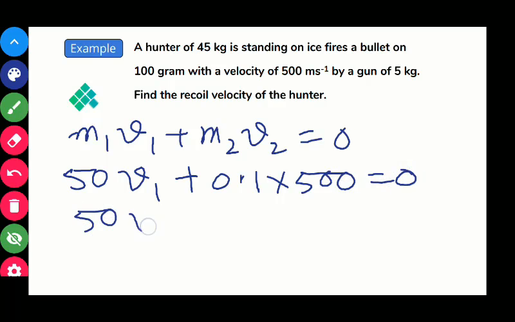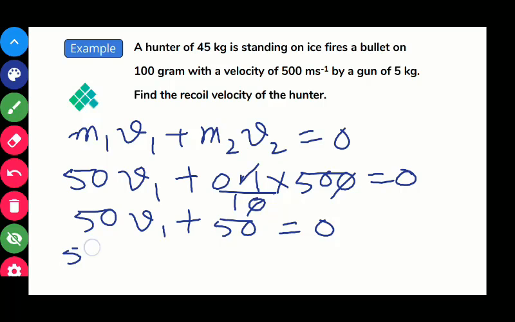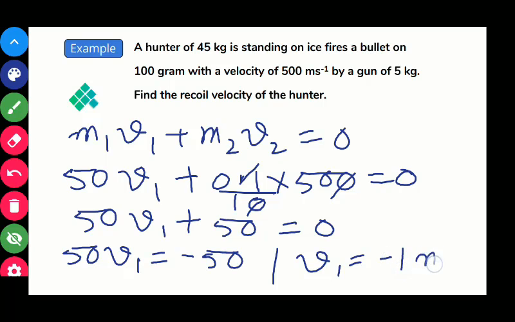Now 50 v1 plus, if you do that calculation, the 0 will come, you will just cut it and it will come 50 also. Now 50 v1 plus 50 equals 0, therefore v1 equals minus 50. Therefore if you calculate, then v1 will be minus 1 meter per second. Now in this case also, if you are firing the bullet in this direction, the gun will experience the force in the opposite direction of firing, and the recoil velocity in this case is minus 1 meter per second, right?